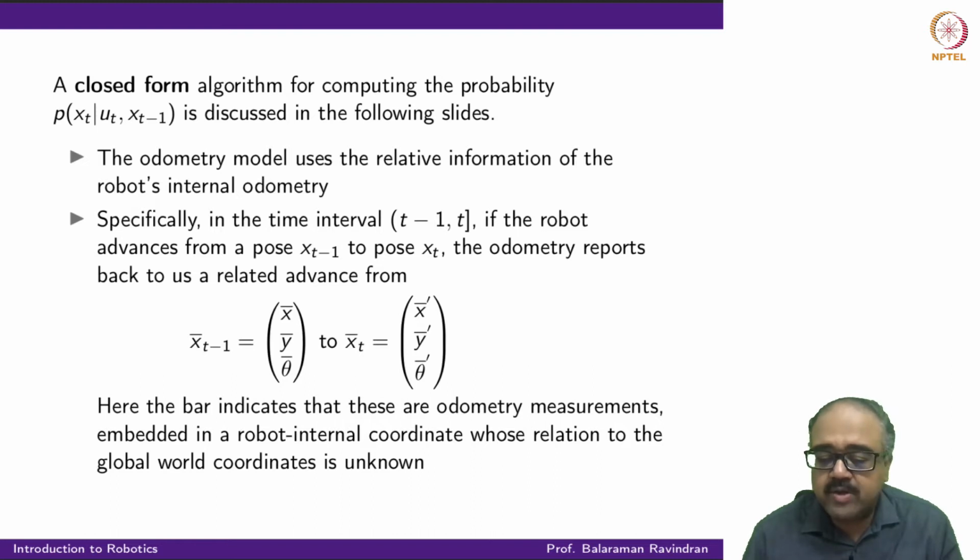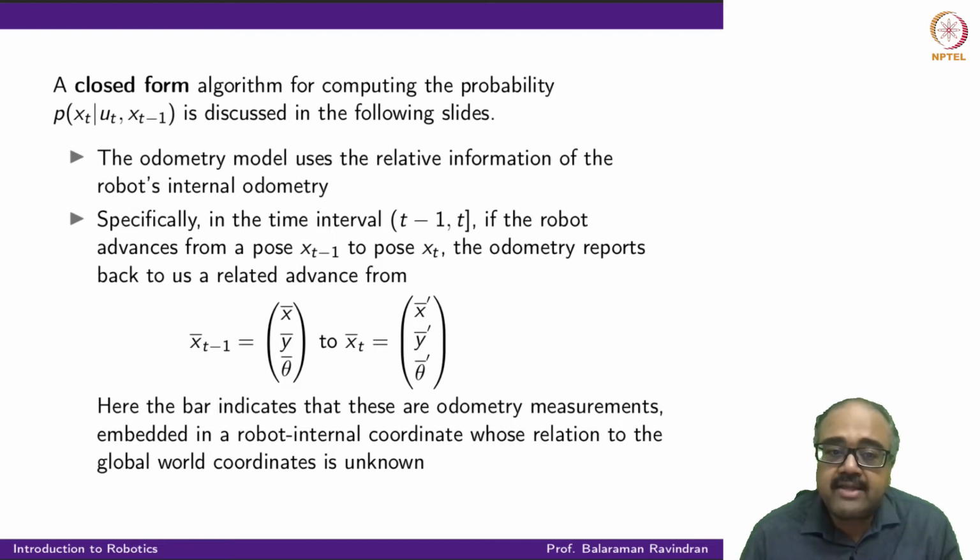While x_{t-1} and x_t are the actual poses at time t-1 and time t, x bar_{t-1} and x bar_t are the measured poses as measured by the odometry readings at time t-1 and at time t. We will denote these as we did before. So, x_{t-1} we denoted as x, y and theta, and x_t we denoted as x bar, y bar and theta bar.